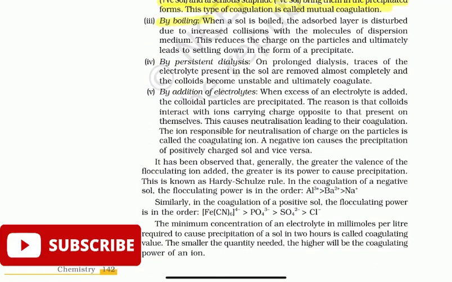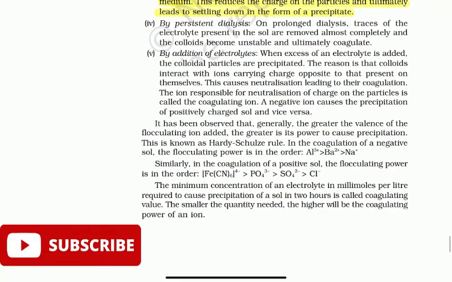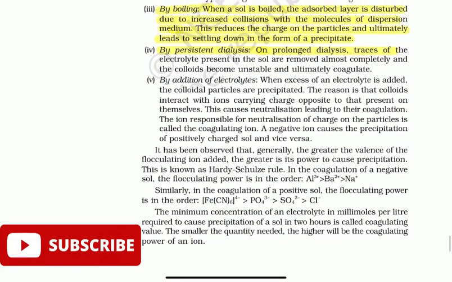By boiling. When a sol is boiled, the adsorbed layer is disturbed due to increased collisions with the molecules of dispersion medium. This reduces the charge on the particles and ultimately leads to settling down in form of a precipitate. By persistent dialysis. On prolonged dialysis, traces of the electrolyte present in the sol are removed almost completely and the colloids become unstable and ultimately coagulate.